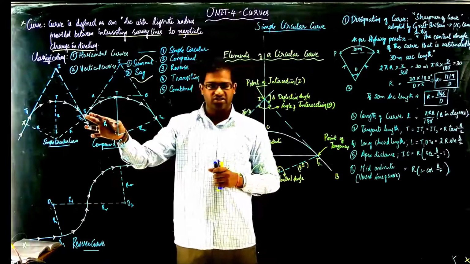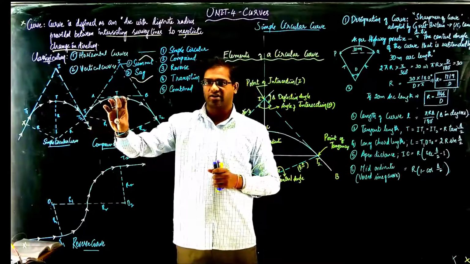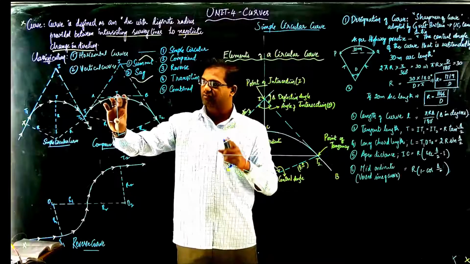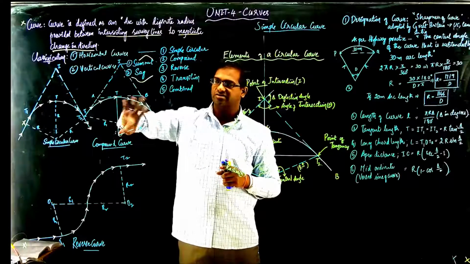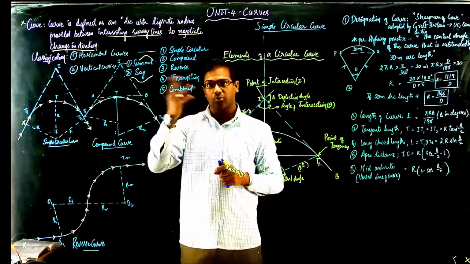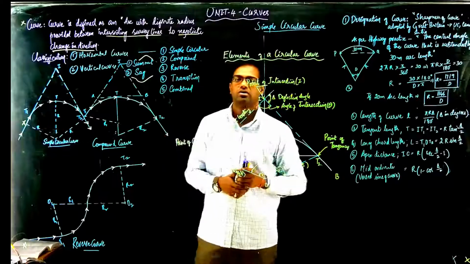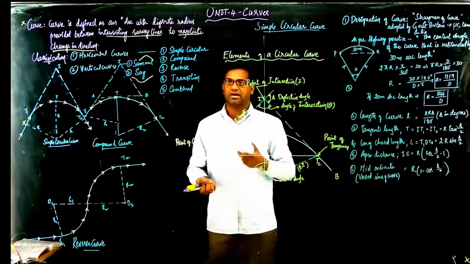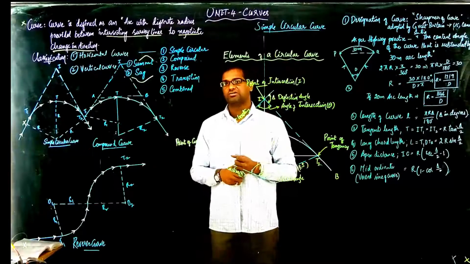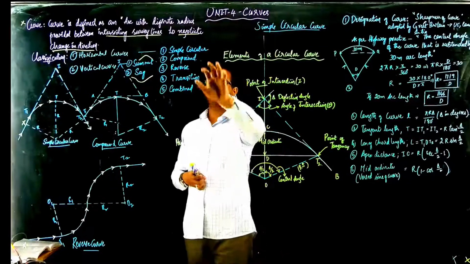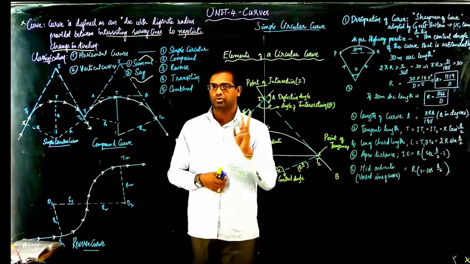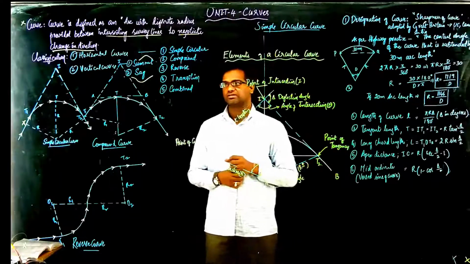From the point of curve to the mid-ordinate, if you have one radius, and from the mid-ordinate to the point of tangency, if you have another, I got 2 radii here. Sometimes we can have 3 radii also. So when you have more than 1 radius, that is termed as a compound curve.